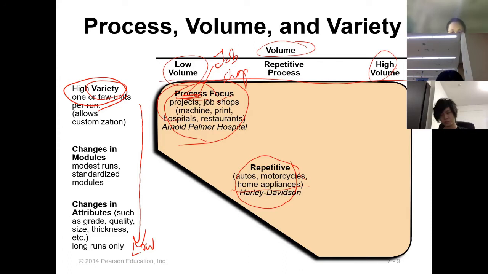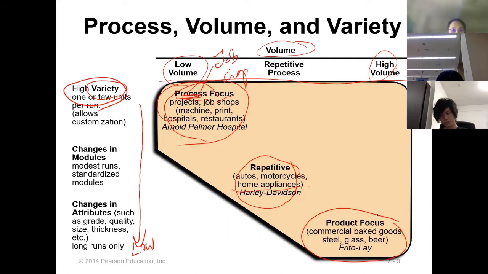But as you have fewer modules, and you change the attributes, that means you have only very few varieties. Okay, I'll just show this. So there is the so-called product focus.